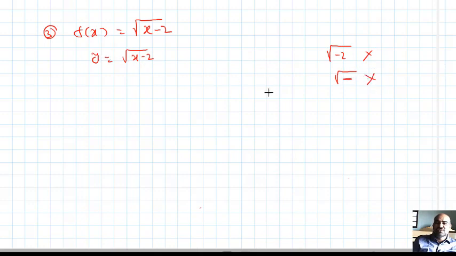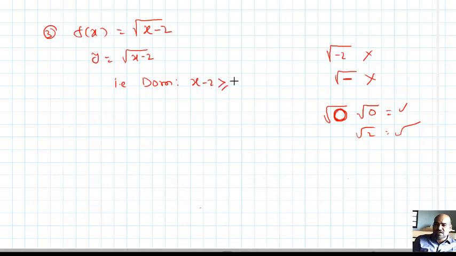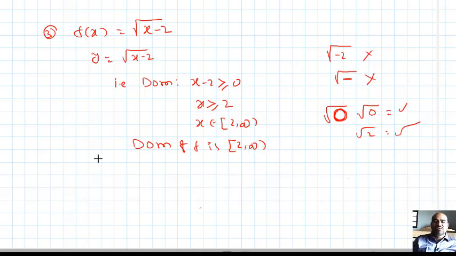That means for y to be a real number, the expression inside the root may be 0 or greater than 0. For example, root 0 gives a real number, root 2 gives a real number. So the expression inside the square root should be greater than or equal to 0. That is how we find the domain. So what is the condition? x minus 2 should be greater than or equal to 0, which means x should be greater than or equal to 2. What is the meaning of that? x belongs to [2, infinity). Now I can say the domain of f is [2, infinity). This is the domain. Now I want to find the range.